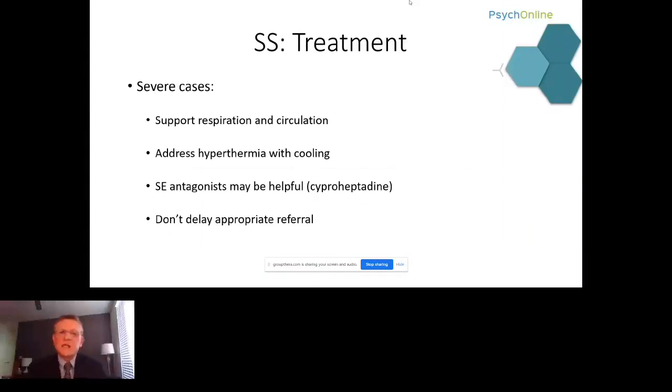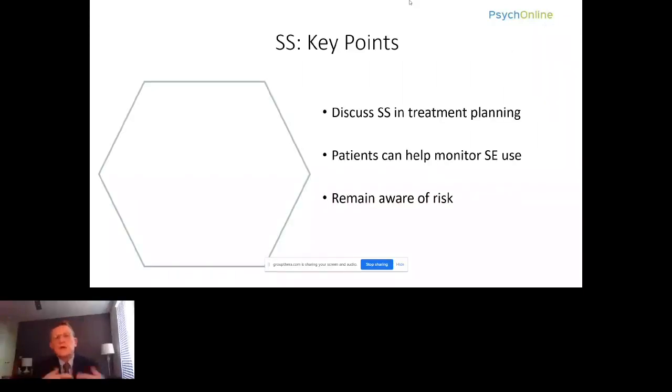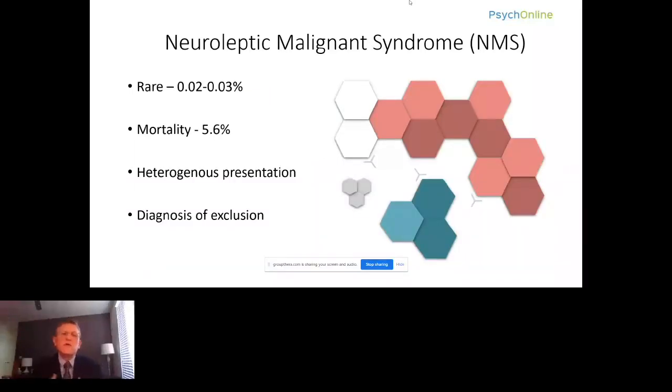In severe cases, support for respiration and circulation will be necessary. Hyperthermia can be addressed with cooling, and you might need serotonergic antagonists like cyproheptadine. Never delay appropriate referral for intensive care treatment. What are the key points then about serotonin syndrome? Discuss this in treatment planning so your patients can help monitor their own serotonergic use, be aware and remain at the risk, and report the symptoms to you quickly.